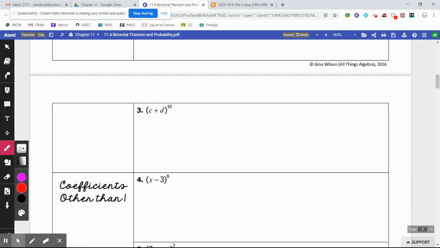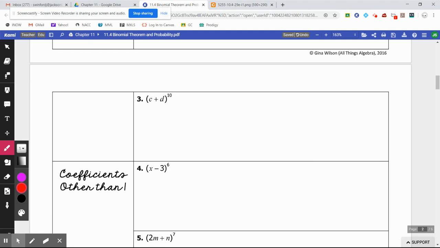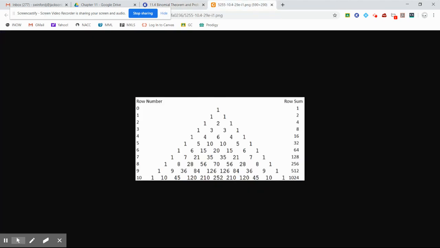Let's do one more of these: c plus d to the 10th power. Now we're going to have to go way down on our triangle for this one. We're going to have to use this very last row right here. So 1, 10, 45, 120.